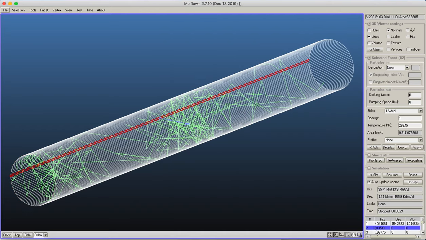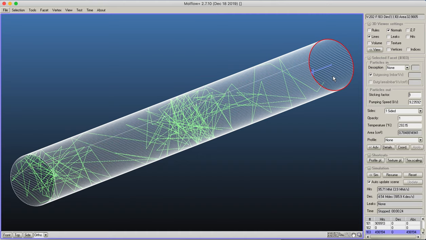However, I've got 913,000 that made it to the other side. Excuse me, I was looking at the wrong facet. So basically, I've got about 500,000 that made it to the other side.